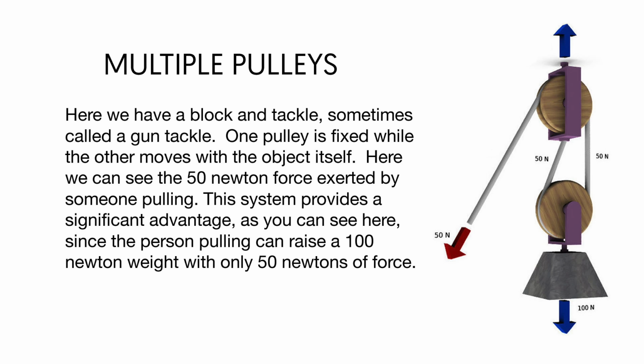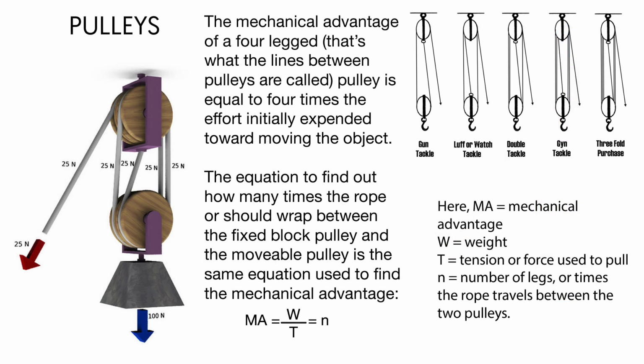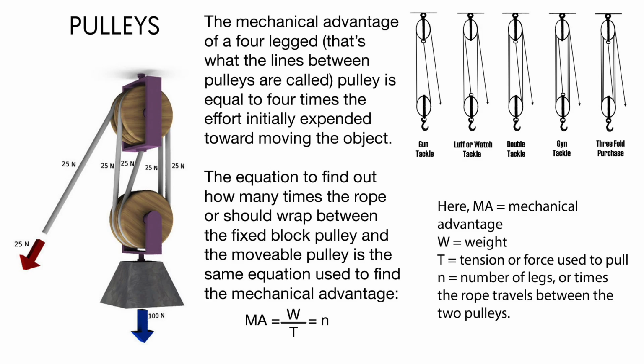Of course, in these examples, and likely many of the problems you will see, friction is neglected. This all means that the mechanical advantage of a four-legged pulley system is equal to 4 times the original force exerted to lift the weight. The equation to find out how many times the rope should wrap between the fixed block pulley and the movable pulley is the same equation used to find the mechanical advantage.